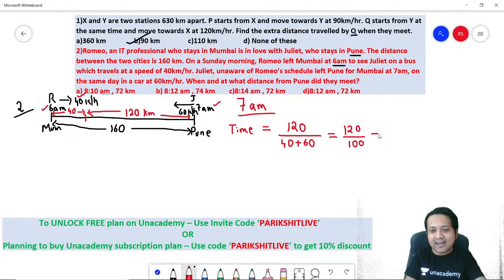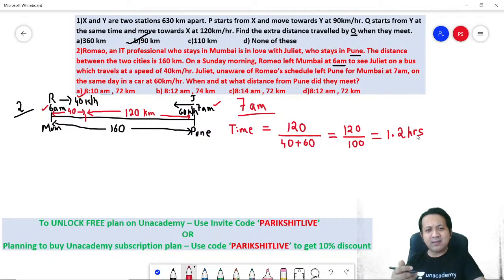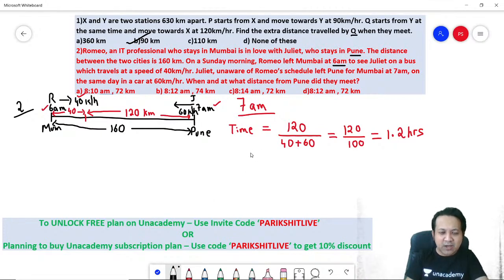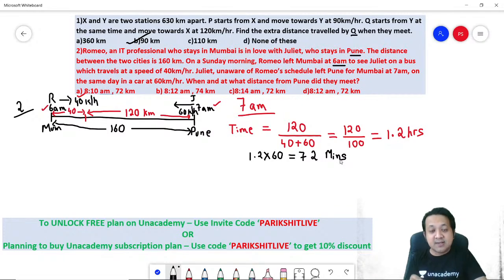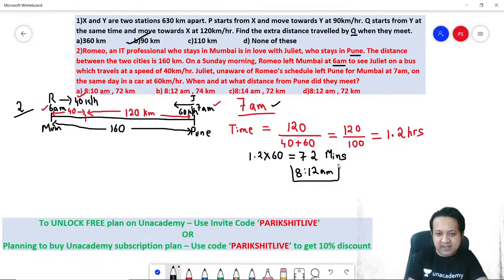So how much time would they take to meet? They would take 1.2 hours to meet. Now the question, if you look at it, is given in minutes, right? So please convert 1.2 into minutes. 1.2 into 60 is basically 72 minutes. 72 minutes from what? 72 minutes starting from 7 a.m. So it is basically 8:12 a.m. That is the time.